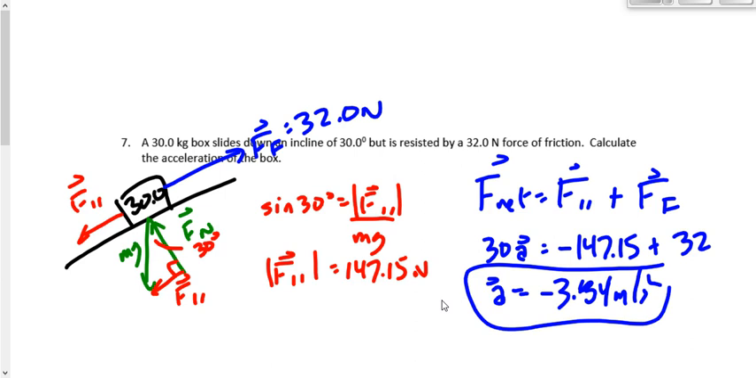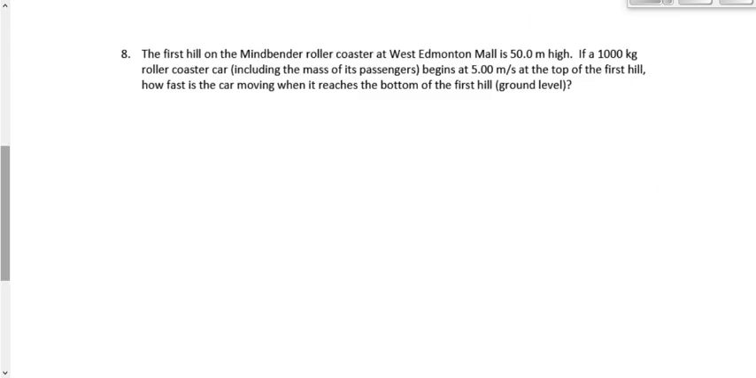All right, and finally, number 8, which again is very much like one of the questions you're going to get on your assignment in 2.5 weeks when we do our amusement park field trip, one of many questions that you're going to get on that assignment. The first hill on the Mindbender roller coaster, West Edmonton Mall, is 50 meters high.